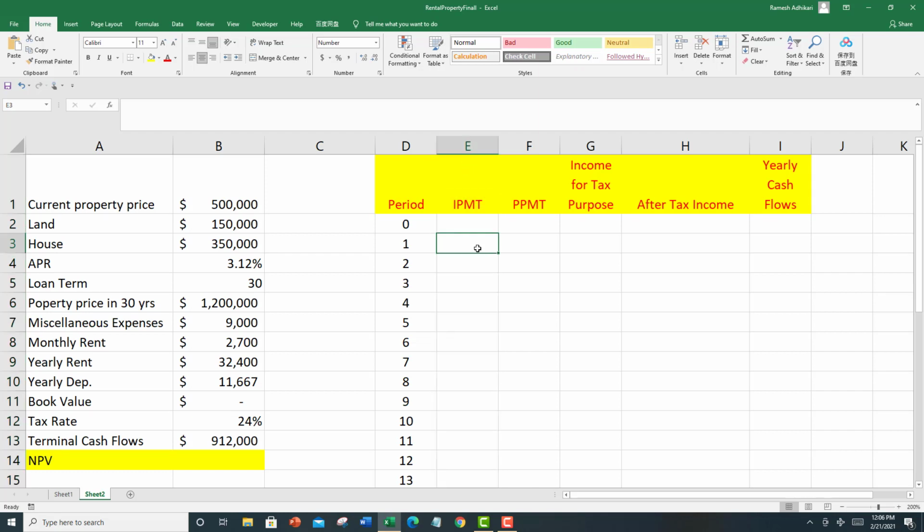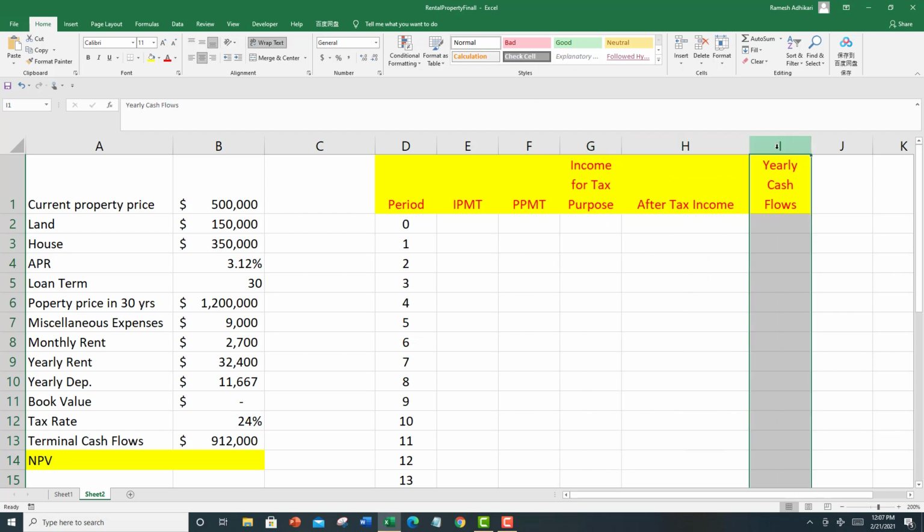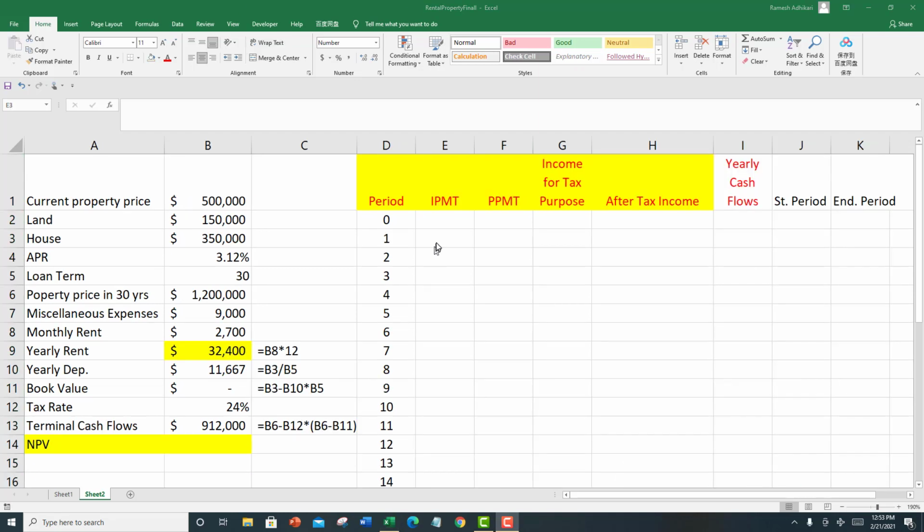We're going to note that here. Likewise, PPMT, the principal payment for each year, we are going to record on this F column, and then we have an income for tax purpose. We can compute after-tax income, and finally we are going to compute annual cash flow and use that annual cash flow to compute NPV. To compute annual interest payment and principal payment, I want to use Excel's cumulative principal payment and interest payment functions.